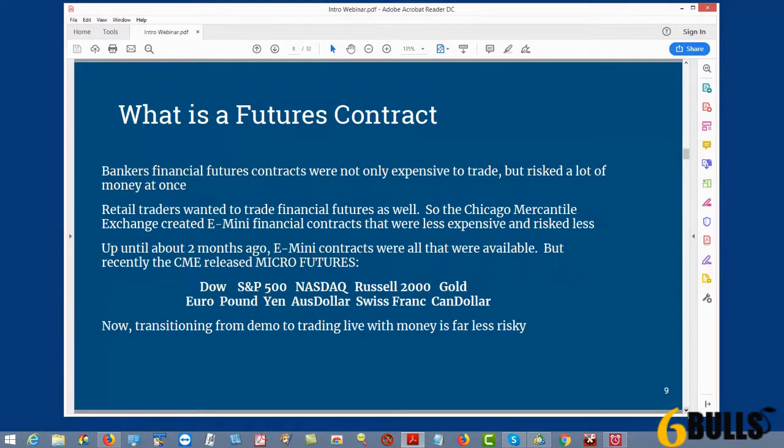Well, the problem with the financial futures that were first created for the bankers was that they were very expensive to trade. Now, those futures are still available, and the bankers trade them all the time, but they're expensive. So the retail traders came along and said, well, that's great for them, but how about us? And so the Chicago Mercantile Exchange came along, and they created what are called E-mini financial futures, which are like 1/10 the size of the normal contract, so that everybody could trade. And that's what most people were trading.